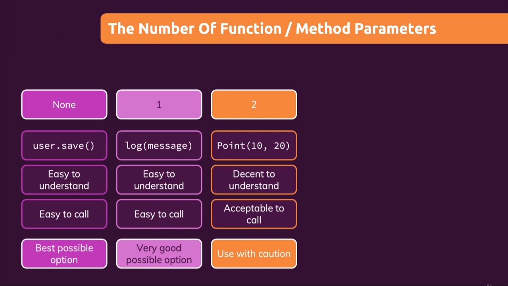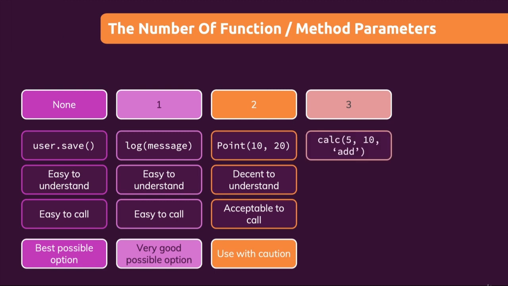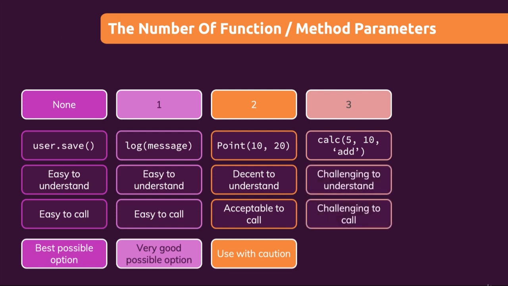Now, if we have even more arguments, let's say 3 arguments, then we reach the point where it's very hard to justify why we need that many arguments. For example, if we have a calc function which calculates something, we might take in the 2 numbers which we want to use in the calculation, and then we have a third parameter which defines which kind of calculation we want to perform. And this is challenging to understand and challenging to call.